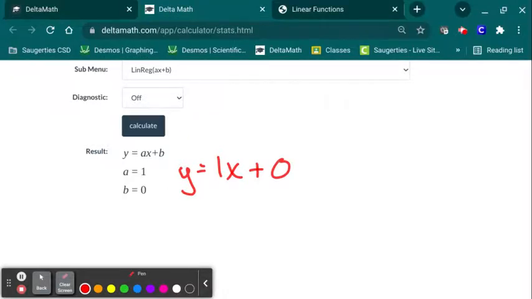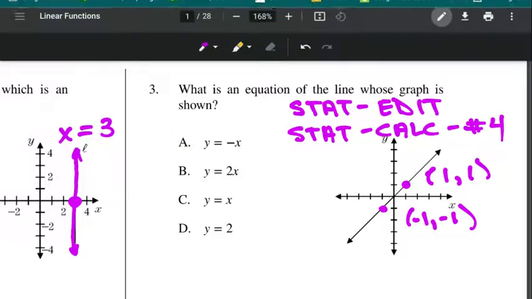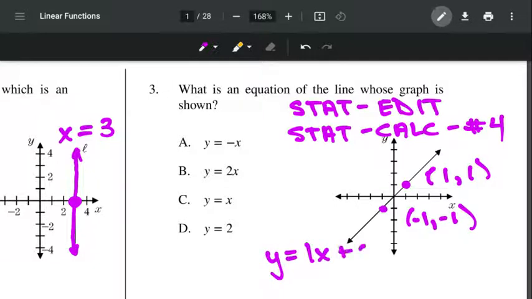So now let's look back here. Which one is the same equation as y equals 1x plus 0? Put that in your answer. It is letter C, 1x plus 0.